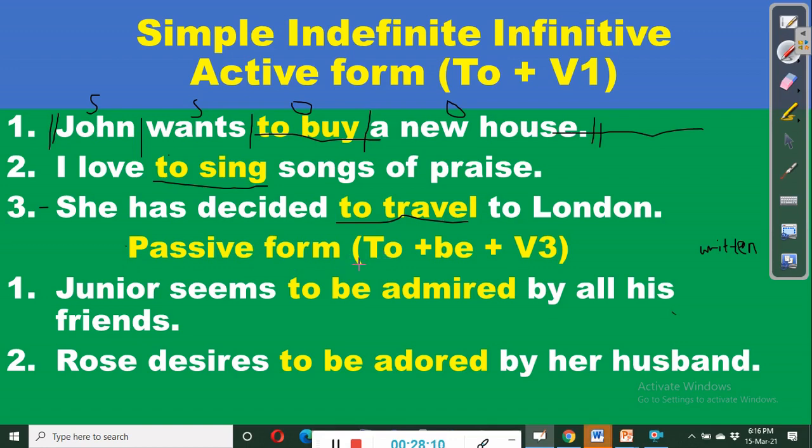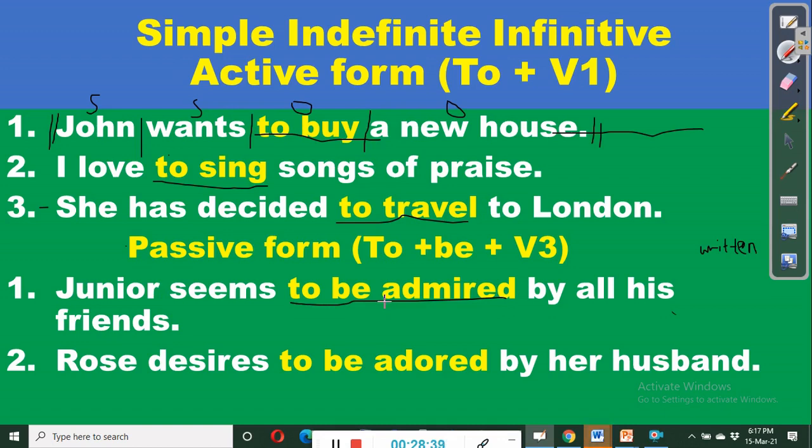The passive form, of course, the structure is 2 plus B plus B3. Now, the first example here is Junior seems to be admired by all his friends. Now, can you identify the passive indefinite, simple indefinite infinitive here? Of course, it is to be admired. Now, what makes it different from the active infinitive?